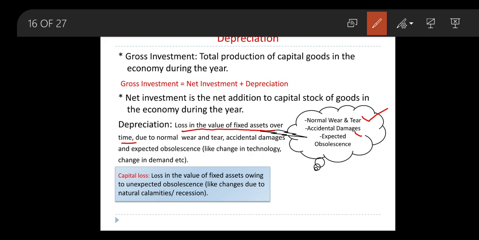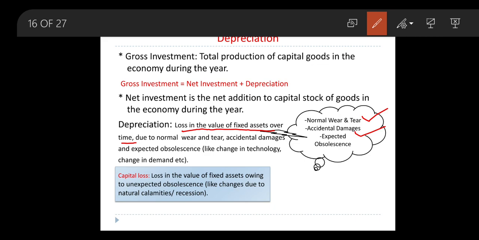Number two, accidental damages. Now, your machine breaks down due to some reason or some accident, and you cannot repair it. In such cases, you have to replace it with a new machine again, right? So this also causes loss in the value of fixed assets.